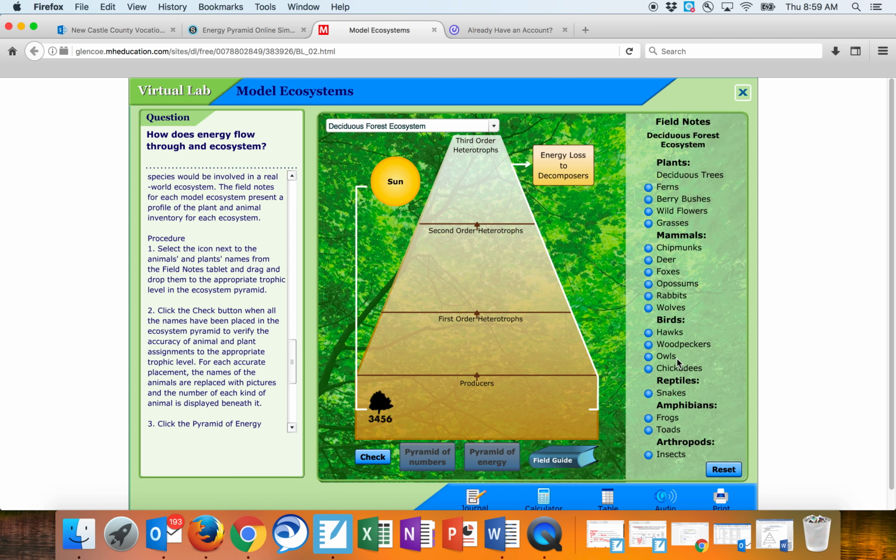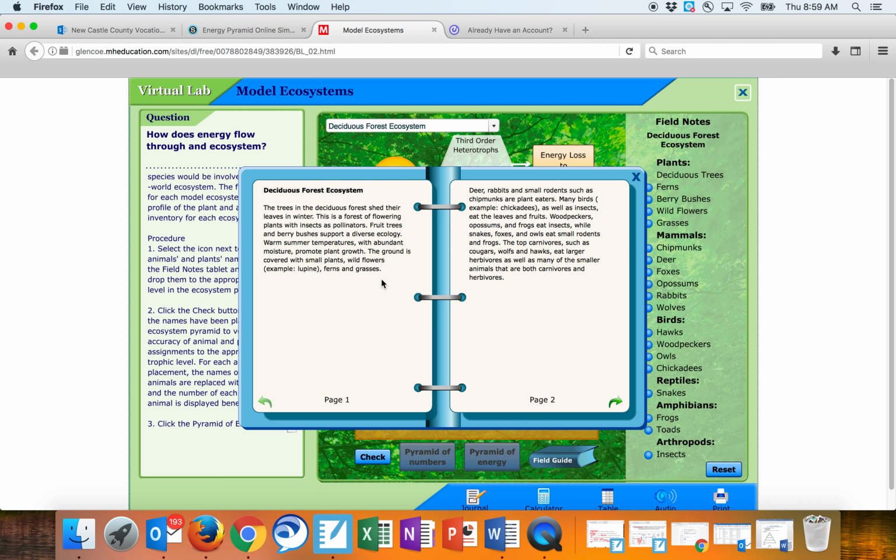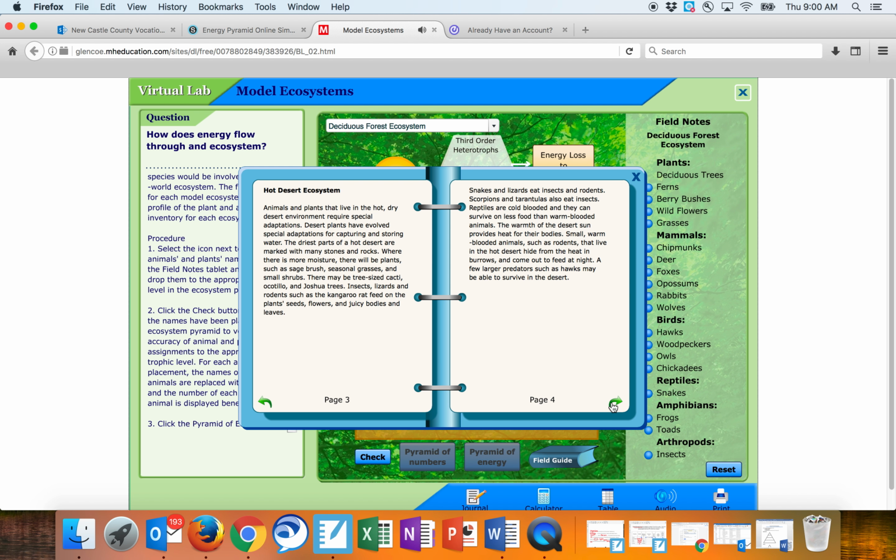If there are some you have no idea, like maybe I have no idea what a chipmunk or an opossum is, then what you can do is click this field guide. The field guide is going to give you some information that may help you figure out where different things go. And as you page through, you can see here it switches to different ecosystems. So that may be helpful. And then lastly, of course, you can use process of elimination.